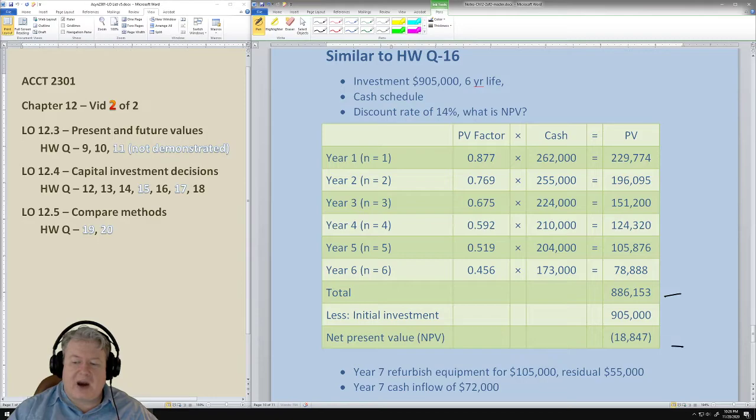Okay, notice that our net present value is negative 18,847. It's not that this wasn't throwing off cash. It's that it wasn't throwing off cash to beat a 14% return. It was under a 14% return by 18,847.